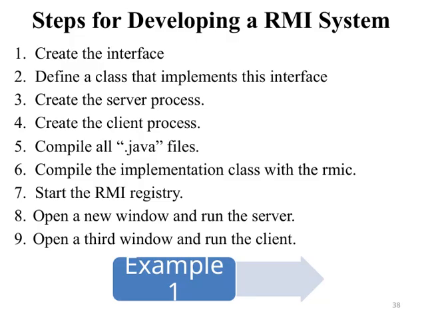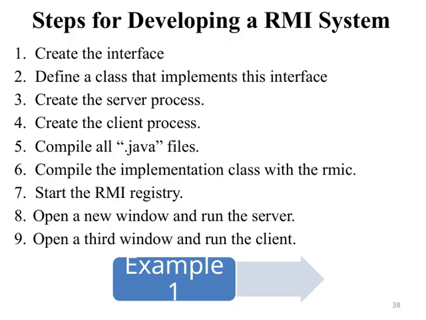Let's walk through the steps for developing an RMI system. First, we start by creating the interface, which essentially defines the methods that the remote object will implement. This interface acts as a contract between the client and server. Next, we define a class that implements this interface, providing the actual functionality. Once that's in place, we move on to creating the server process, which hosts the remote objects and registers them with the RMI registry. After that, we develop the client process, which will look up the remote objects and invoke methods on them. The next step involves compiling all the Java files to make sure everything is up to date.